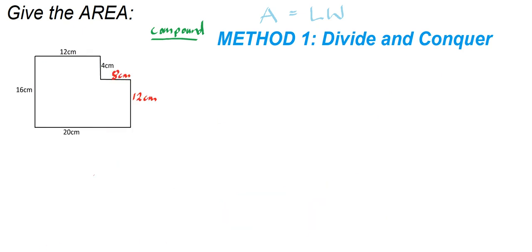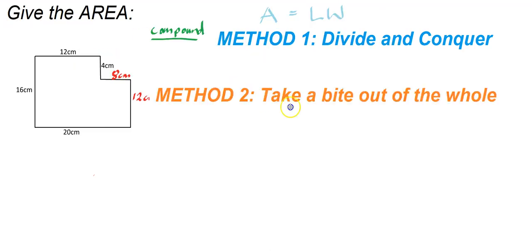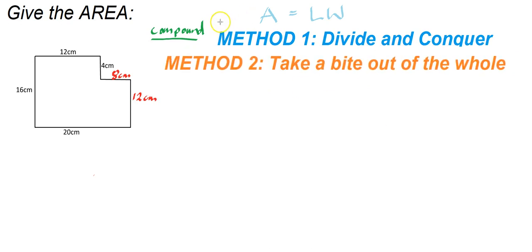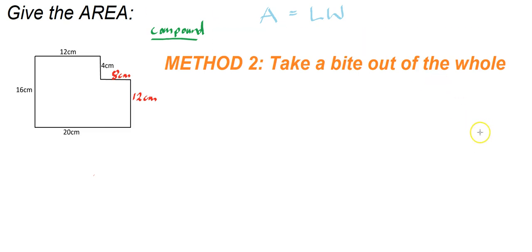But there is another method that we can use, and just for ease of labeling it, I'm going to call this one method 2, taking a bite out of the whole. Okay, so this is how this one works, taking a bite out of the whole. So what I'm essentially saying to you is this.